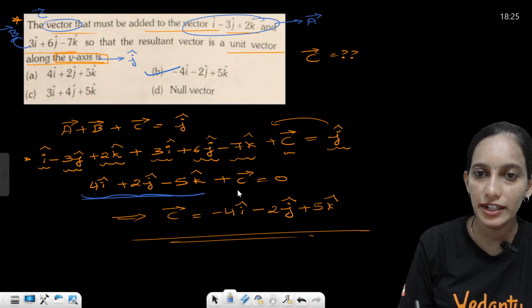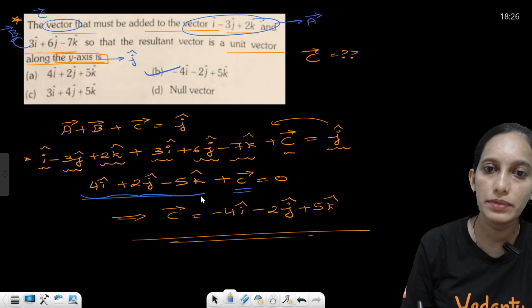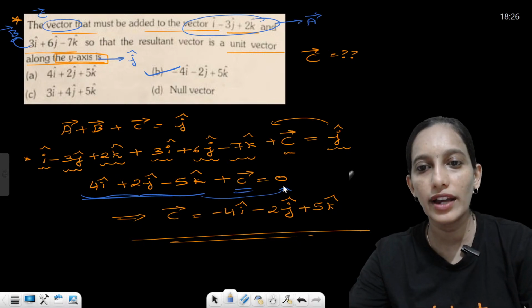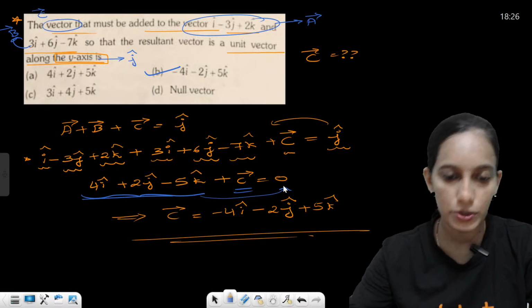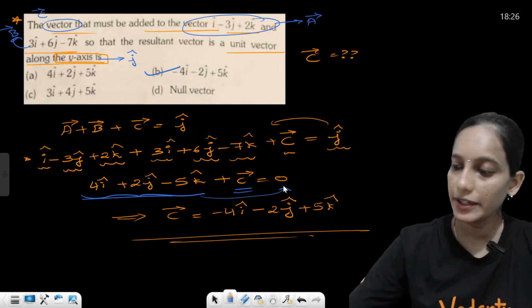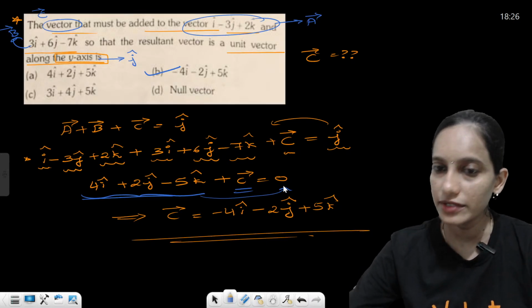So this vector plus C vector equals 0. So C vector will be equal to what? Please take everything on the other side so that the sign will change. Minus 4i, minus 2j and plus 5k cap. Yes, option B is the correct answer. Okay? So hope we can go ahead.